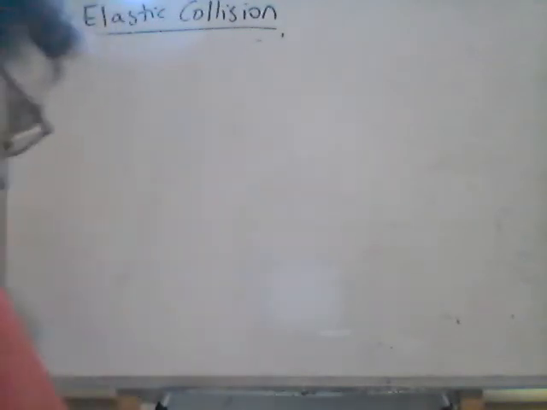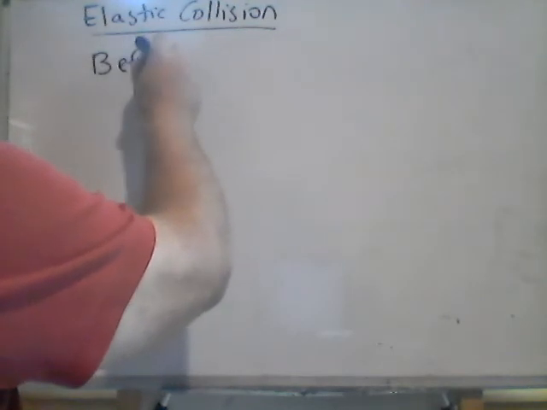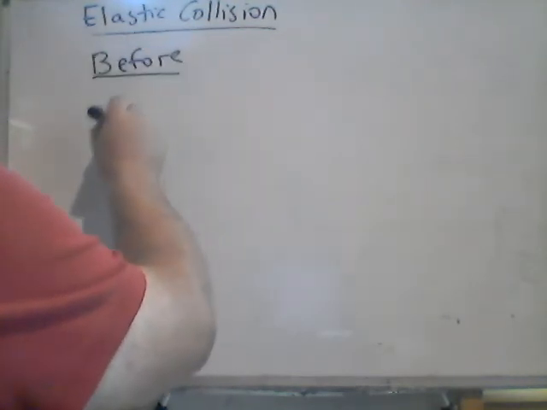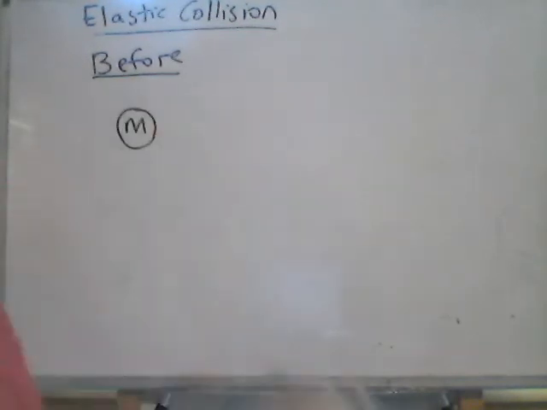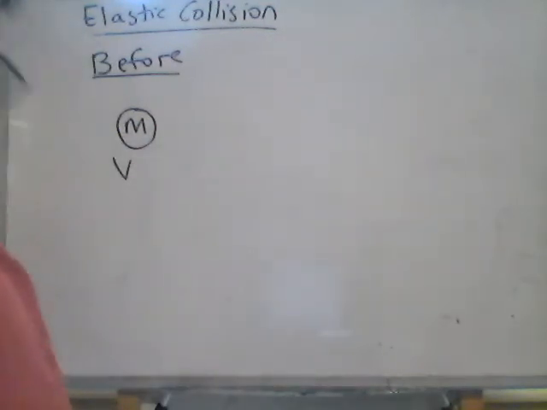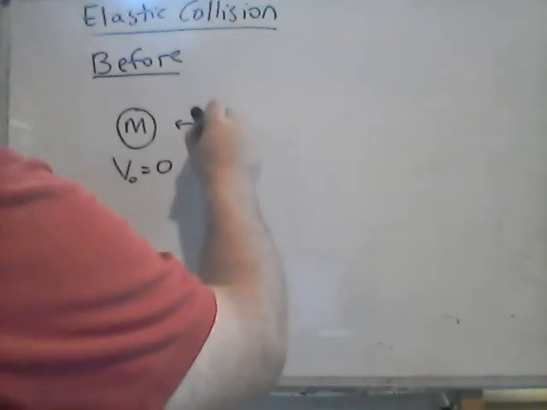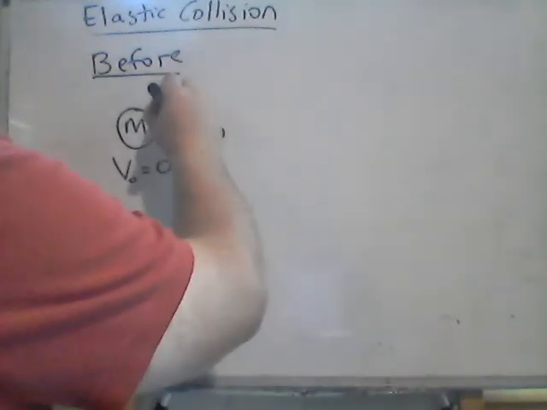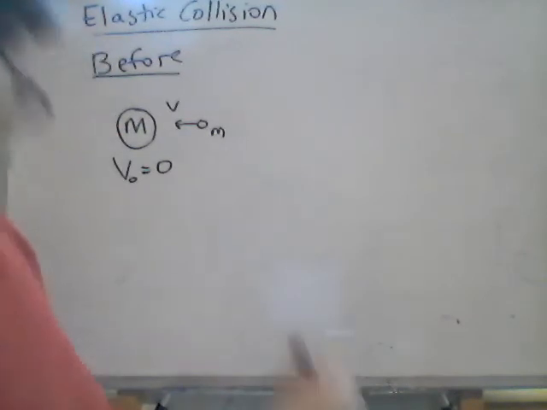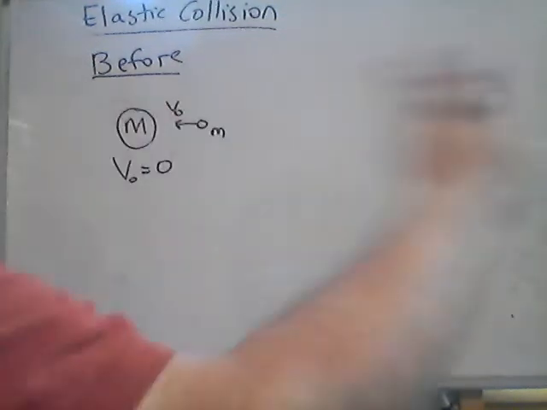Imagine my before picture. I have the big goalie, and I'm just going to make him a big mass, big M. His initial velocity, I'll use big variables for that. We'll say his V-naught is zero. I'll use big variables for the goalie, little variables for the puck. The puck is coming in, and it has a little mass, little m, and it's coming in at little V naught. Okay, that's the before picture. They haven't collided yet. They're going to collide smack afterwards.